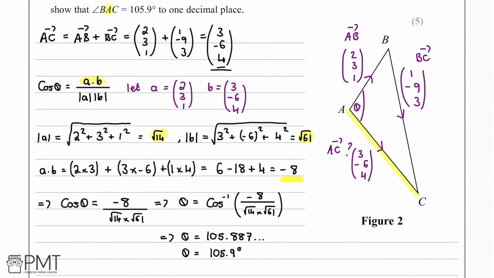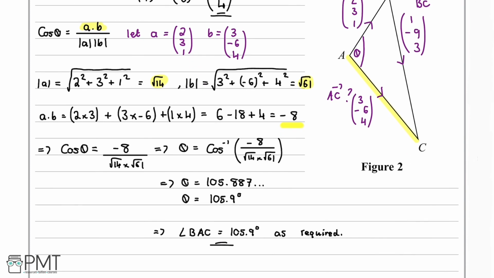We receive our third mark for knowing to then calculate the magnitudes. There we've calculated the magnitude of a and the magnitude of b. We receive our fourth mark for working out the dot product, and we then receive our final, fifth mark for knowing to substitute these values into the formula and concluding with the correct answer.